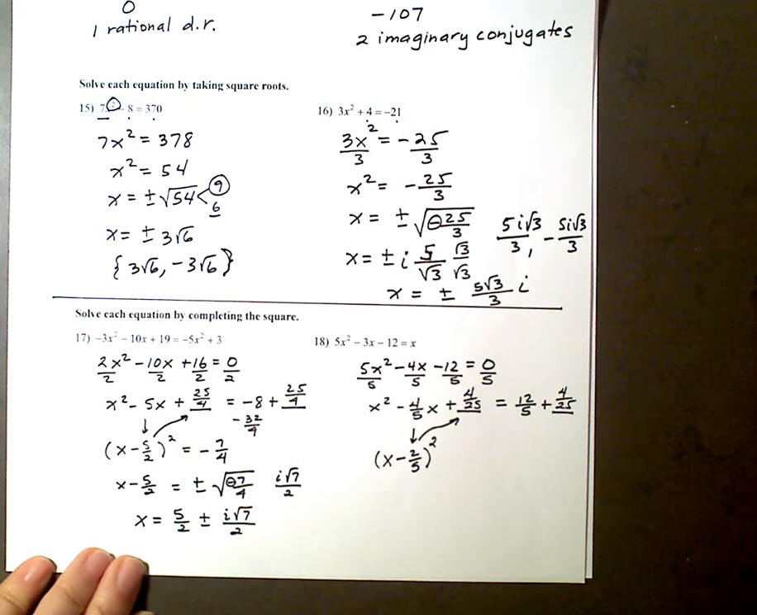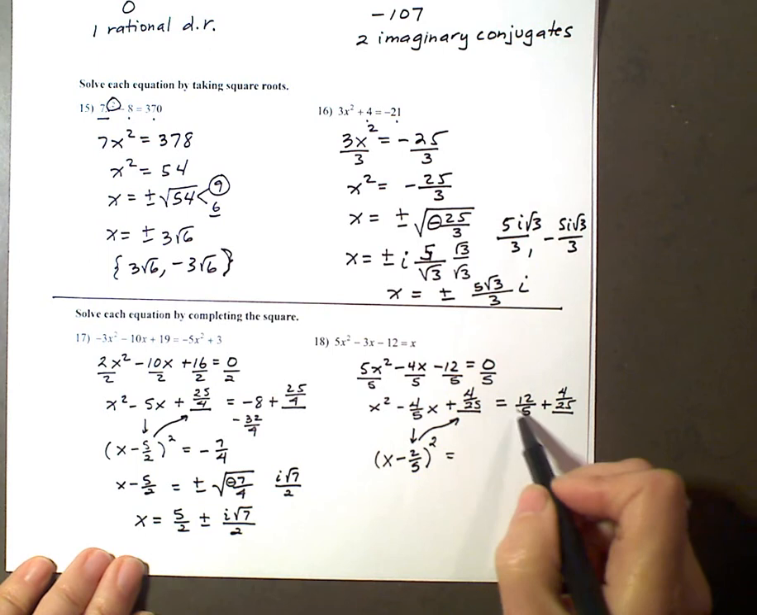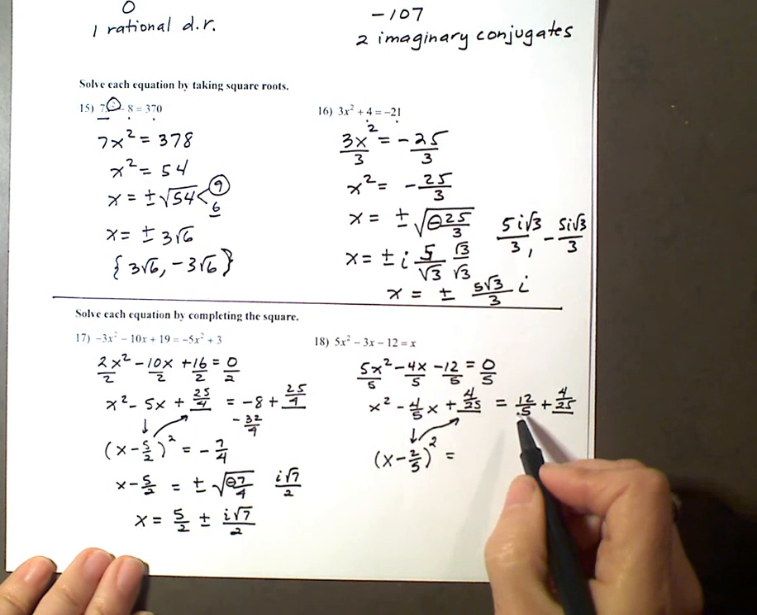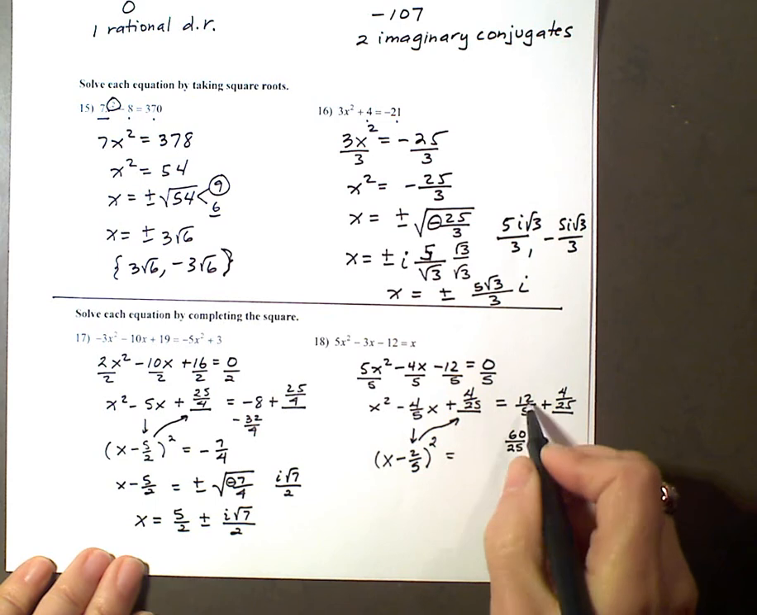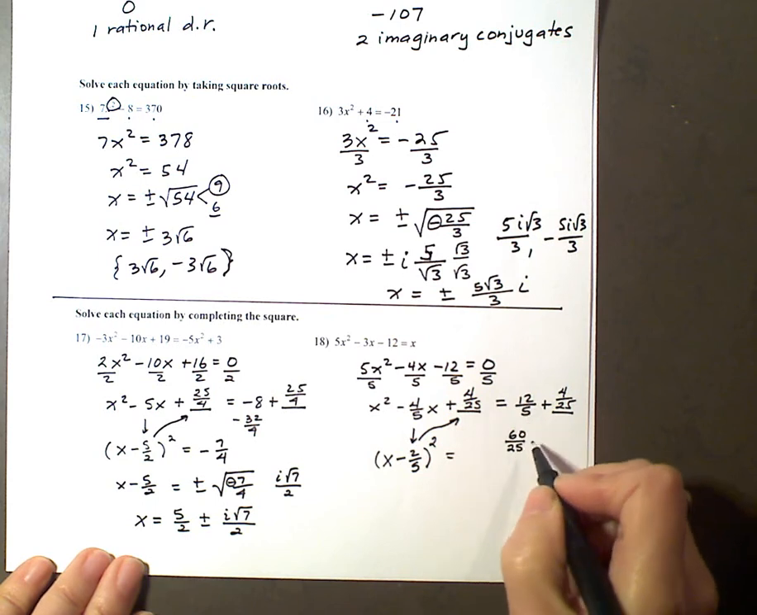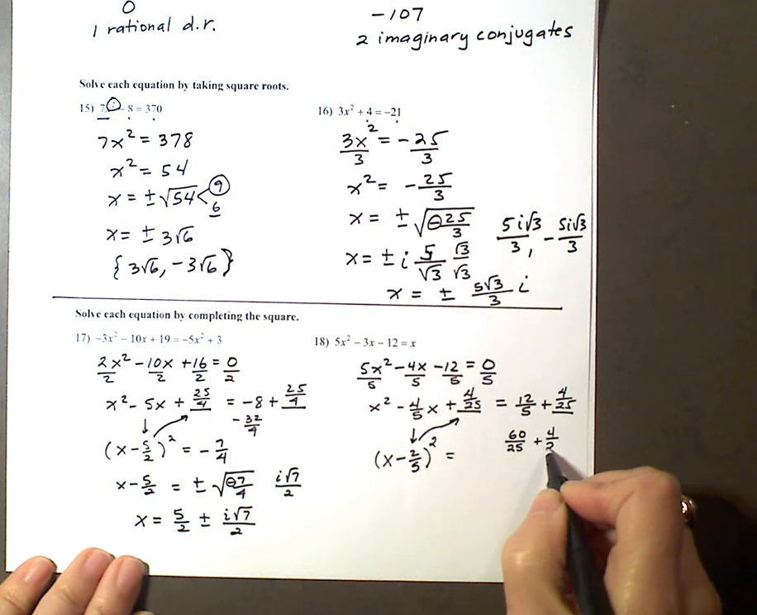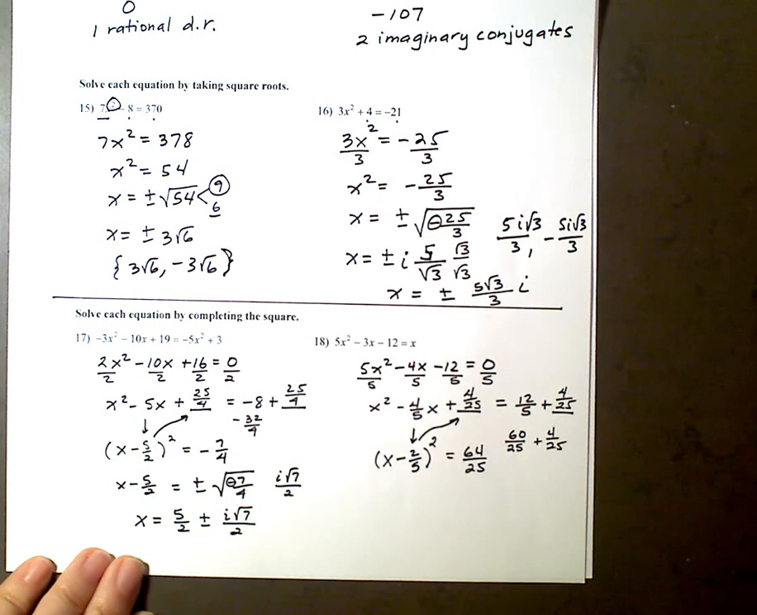Okay, so on the right, this 12/5 I have to write, I have to multiply by 1 in the form of 5 over 5 to make that over 25ths. So 12 times 5 is 60. So I have 60 25ths plus 4 25ths. Conveniently is 64 25ths. Both perfect squares.